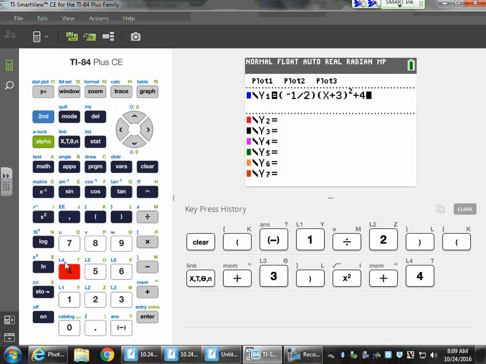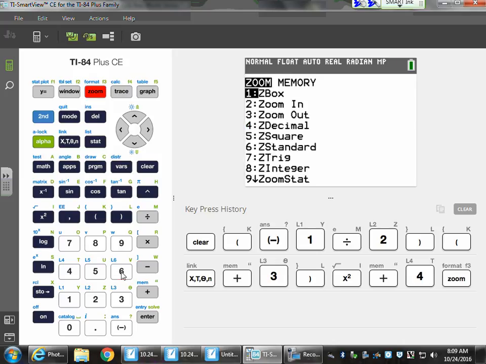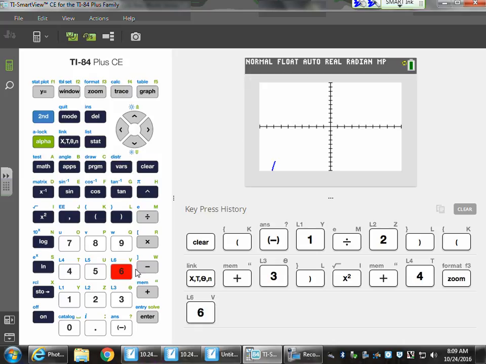How do I get a 10 by 10 box as I graph right now? What am I going to hit? Zoom, nope, zoom 6. Always have zoom 6 as your go-to. If your graph's not working out, let us know. Who got the graph? Awesome.